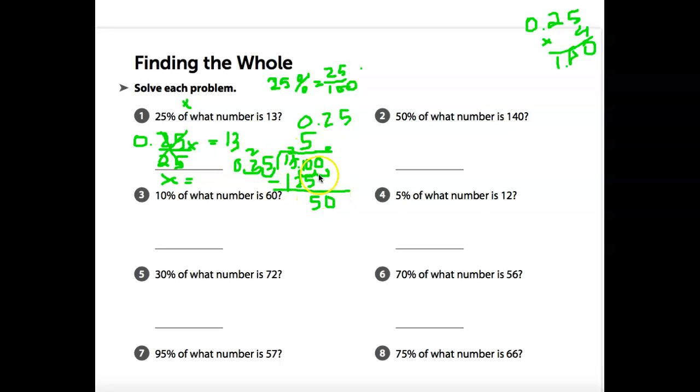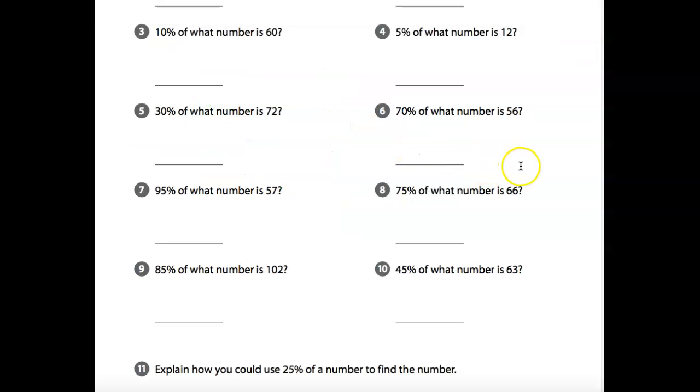How many 25s are in 50? That's 2. 2 quarters we know are 50 cents. 2 times 25 is 50. So our answer is 52. So what this means is 25% of the number 52 is 13. Okay? All right, we'll do one more.